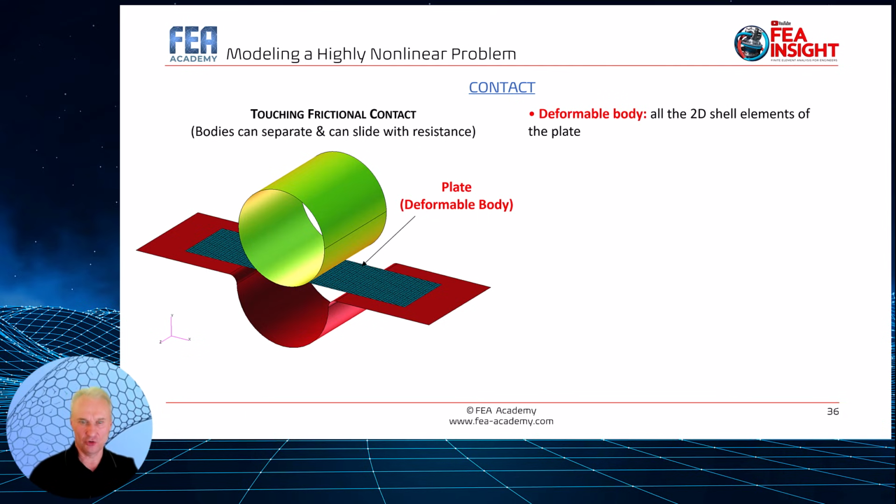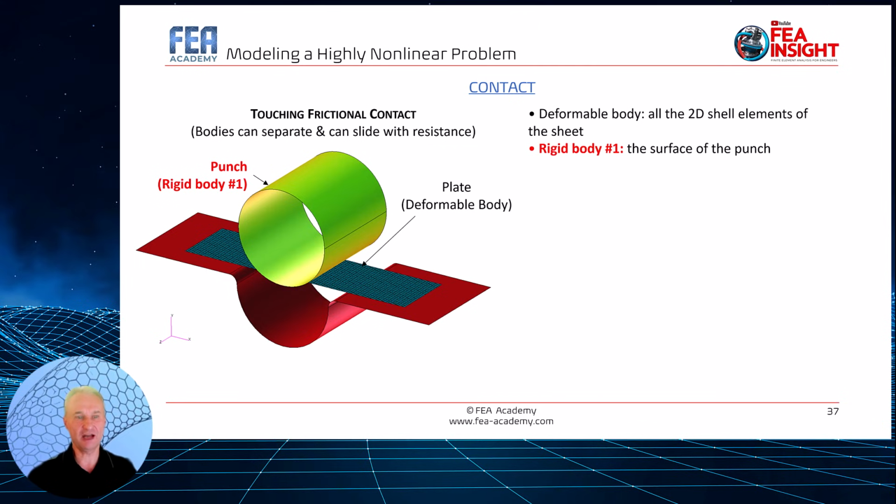So the following bodies are defined here in this problem in order to set the contact pairs. First, we define a deformable body. The deformable body is all the 2D shell elements of the plate. The blue plate here is defined as a deformable body, where the stiffness of the shell is taken into account.